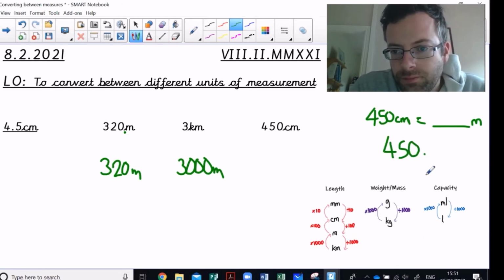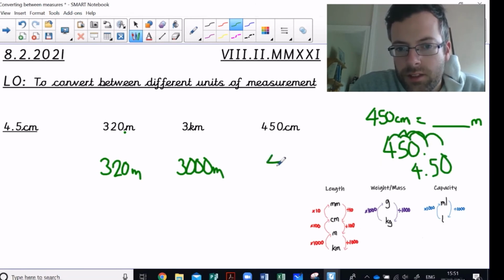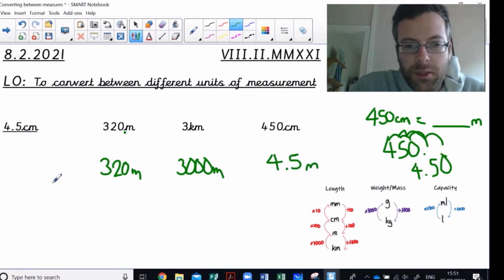450 divided by 100, so 1, 2, right underneath. So I'm left with 4.5 metres. Now, this one we've got 4.5 centimetres. I could put that into metres, but I really don't need to.